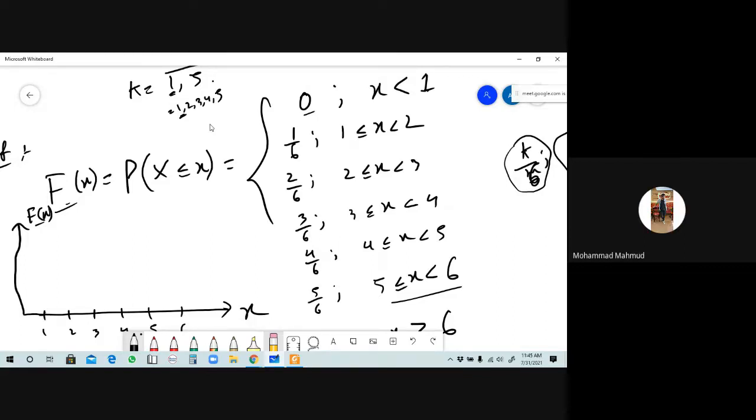Yes, sir. Now if you take the next interval, k is 1, so this interval represents 1 is less than or equal to x is less than 2. What do you mean by this? What does this represent?